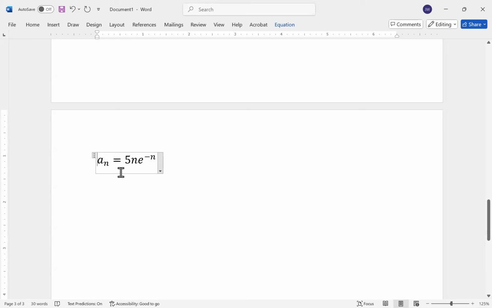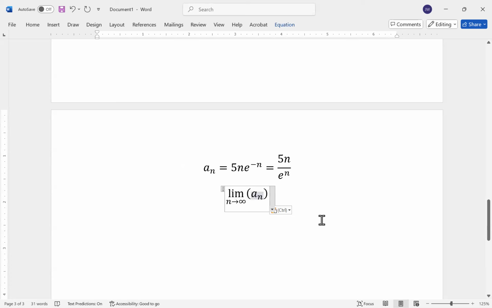Here's another one. Here's a sequence 5n times e to the negative n power. I may rewrite this as 5n over e to the nth power. That's going to be easier to apply my limit to. This is a continuous function. And right now it has form infinity over infinity.